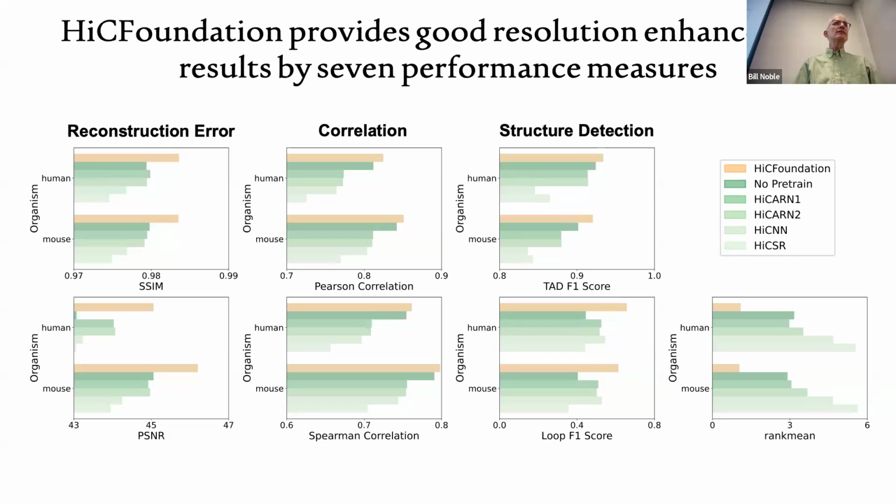In all of these performance measures, we're comparing to two different variants of the HiCARN method and then a method called HiCNN and HiCSR. Across all of these different performance measures, we're outperforming them. This over here is the rank mean, which is just where you take the rank for all the different measures and average them together. So it sort of summarizes all of the results in one.